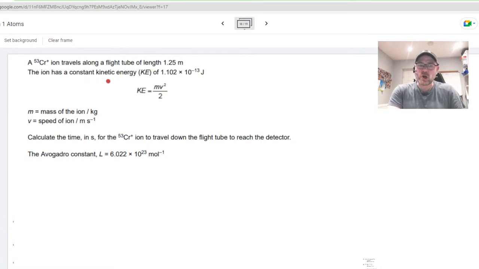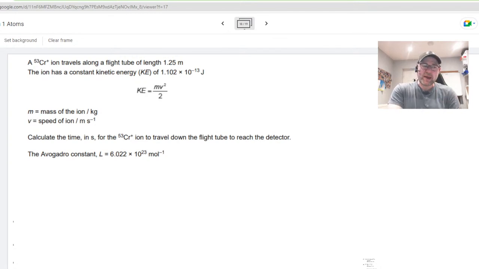The ion has a constant kinetic energy of 1.102 times 10 to the minus 13 joules. Ooh, that's not a lot of energy, but it is a tiny ion. Very, very small. Here's the equation, just arranged in a different way. It's exactly the same as KE equals half mv squared. We can call it that if we like.